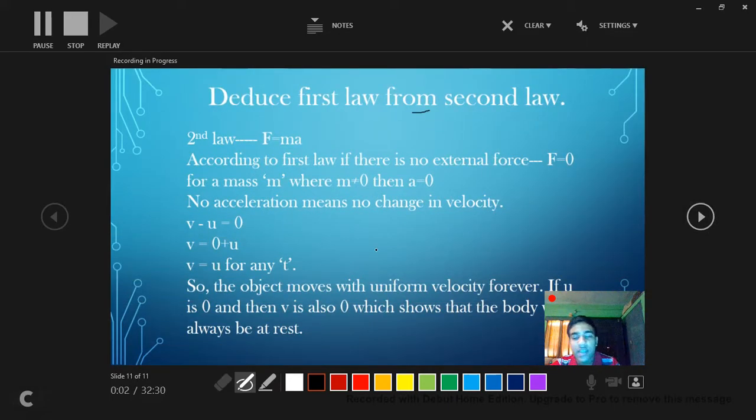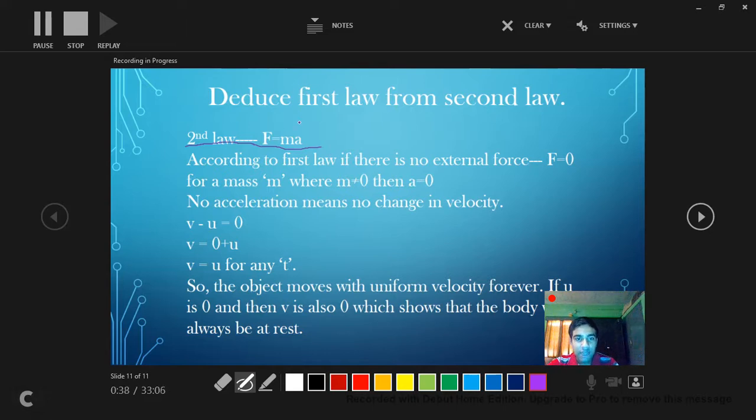Now this is the last slide. Deduce first law of motion from second law. Deducing means you have to take out, and anyhow you have to prove. Actually deducing means prove. By taking many means, you have to prove. So let us see how it has to be proved. Second law we know. From second law we have to take out first law. You will not get this everywhere, it's very rare.